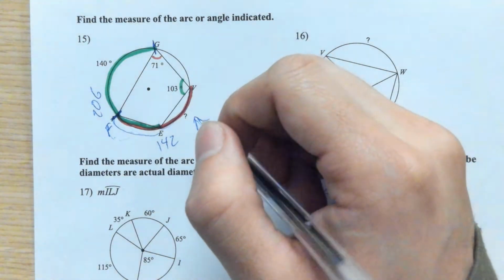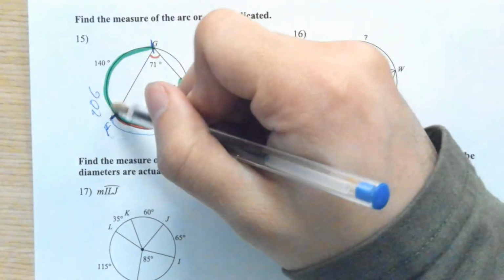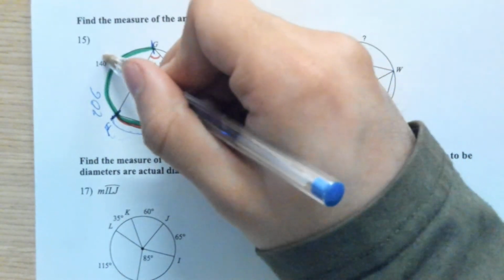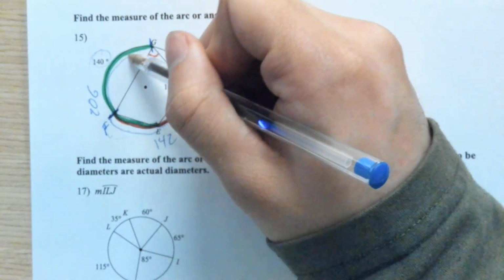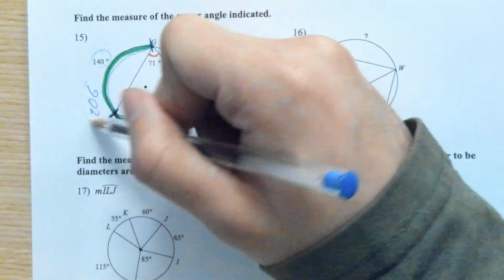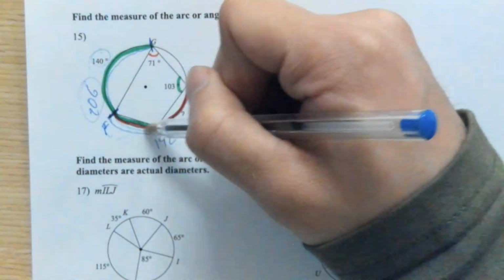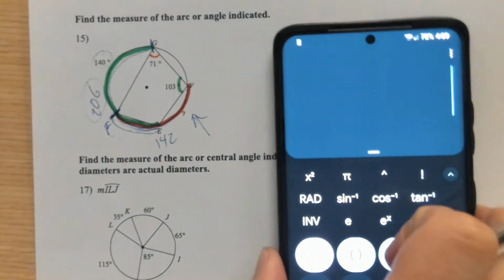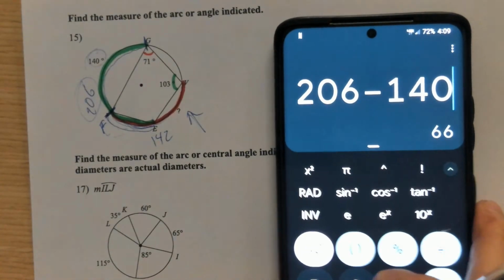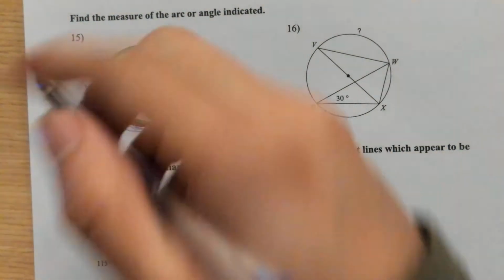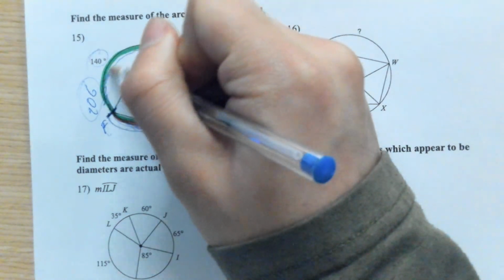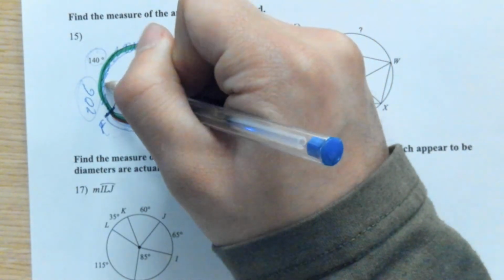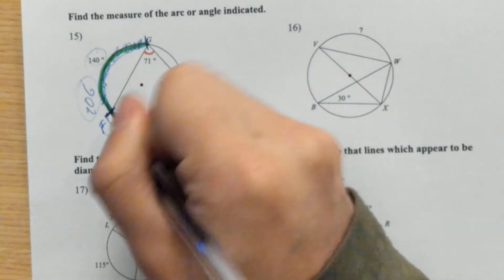Let's find it. I know the 140 is just this part of the green. So if I take 140 from 206, I'll be left with this part of the green. So 206 minus 140 gives me 66. Again, 140 is this part. If I get rid of 140 from 206, I'll be left with this. So that is 66.